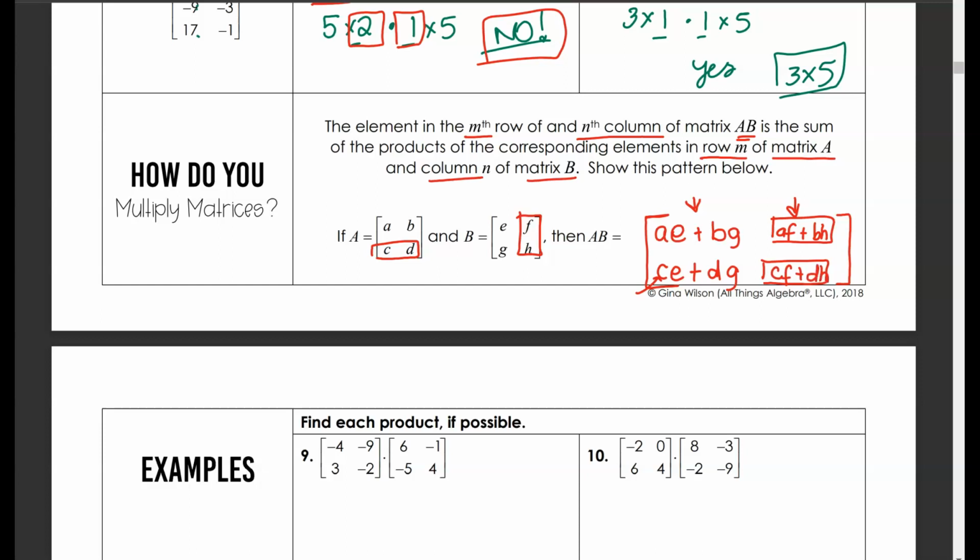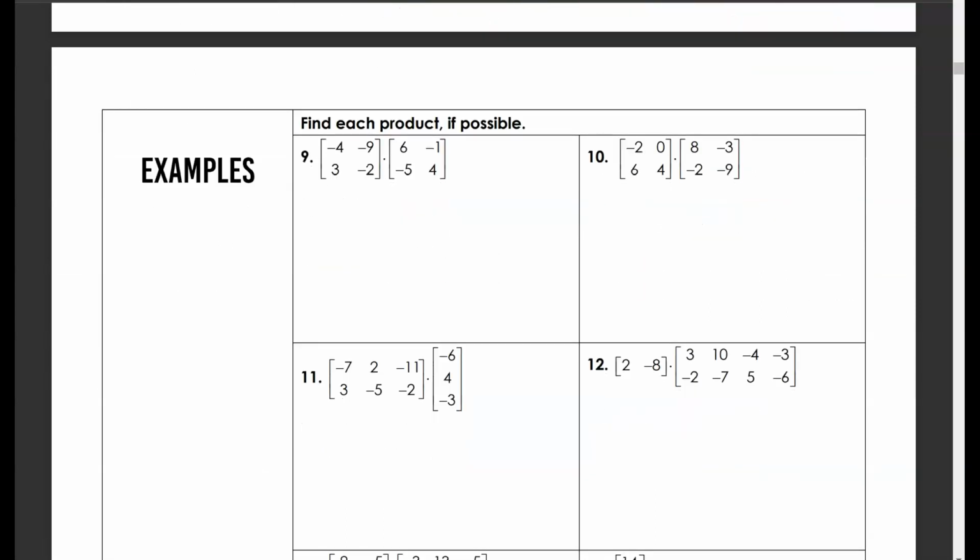All right, let's look at this in practice. Let's try some of these. So looking at this first one, we're going to multiply it out. First we have to decide if it's possible. So this is a 2 by 2 matrix, and I'm multiplying by a 2 by 2 matrix. Because these rows match these columns, we are good to go. So let's go ahead and figure out the multiplication, okay? Now I'm going to start off by taking this row and multiplying it by this column, and that's going to be the first one.